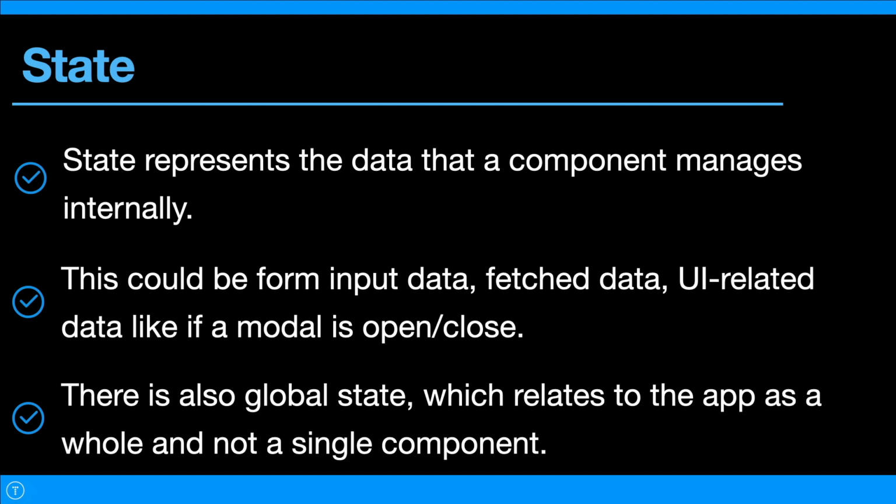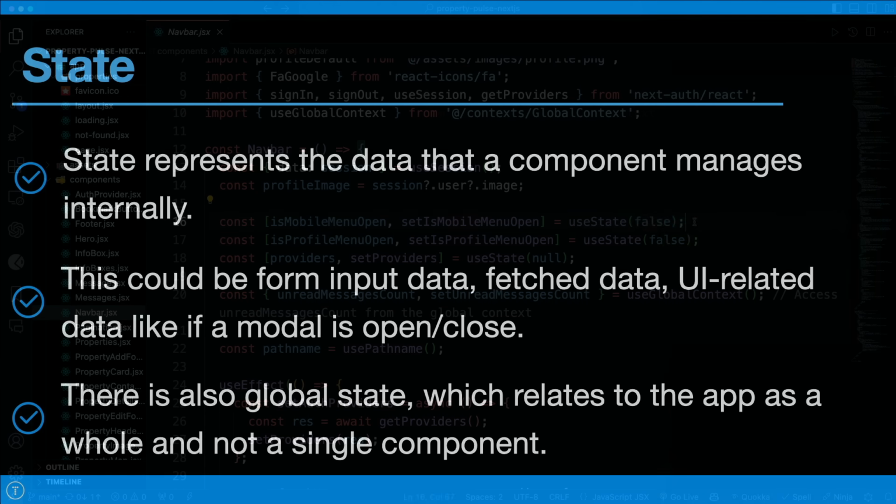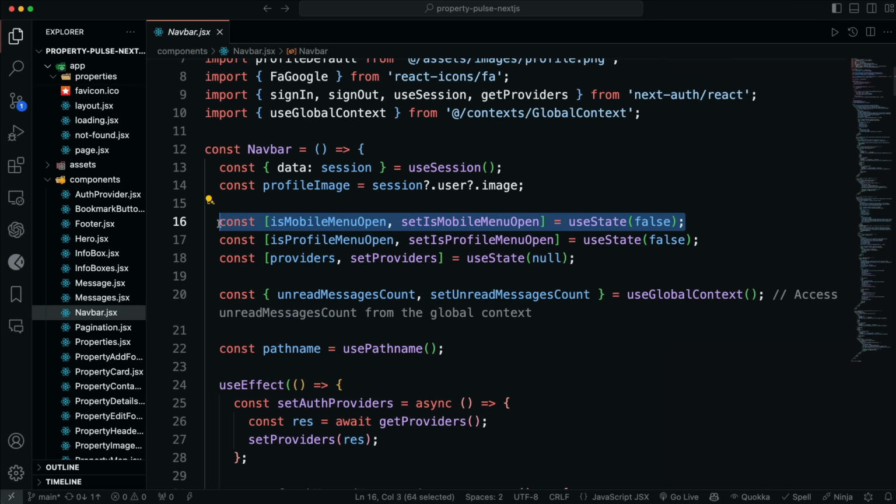And to define state in a functional component, you can use a hook, and I'll talk more about hooks in a second. You'll use the useState hook, which is a built-in React hook, and this will return an array with two elements, the current state value and the function to update that state.